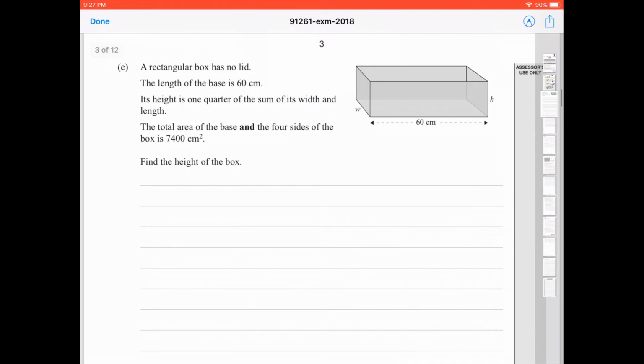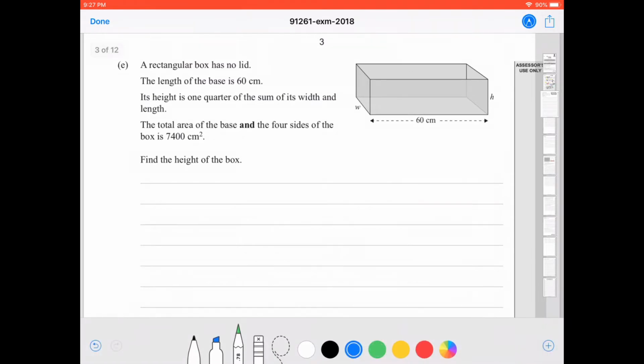Okay, moving on to question 1e. It says a rectangular box has no lid. The length of the base is 60 centimeters. Its height is 1/4 of the sum of its width and length. And the total area of the base and the 4 sides is 7,400 centimeters squared, and we've been asked to find the height of the box.